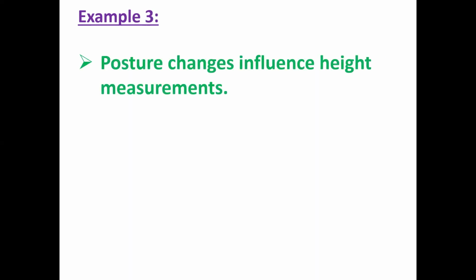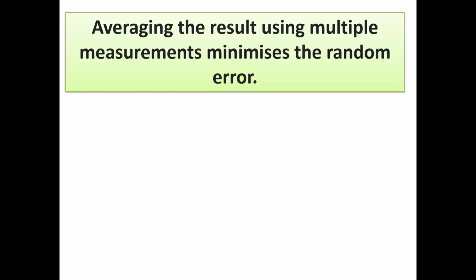Now look at this, another random error. This is the concept you were discussing: averaging the result using multiple measurements minimizes the random error. Observe this, absorb it. So to minimize a random error, we repeat the experiment and then we take the average of the values. Yes. Okay.